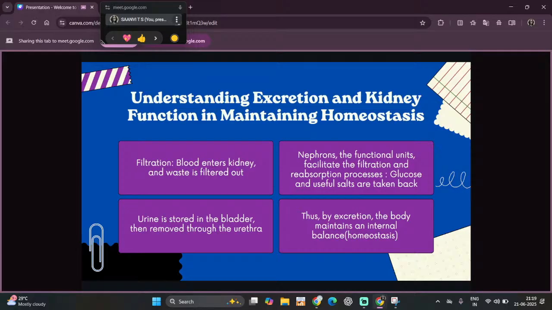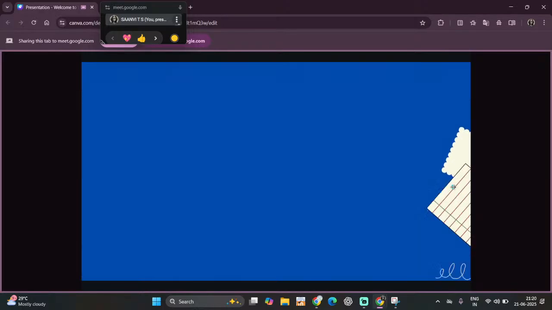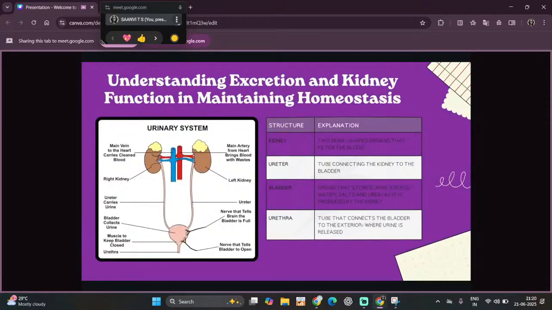Our kidney consists of small, tiny functional units called nephrons, which facilitate the filtration and reabsorption processes. Glucose and useful salts are reabsorbed, while any substance in excess, and excess water which is not required by our body, is excreted out in the form of urine. Thus, by excretion, the body maintains an internal balance, which is homeostasis. Homeostasis here refers to the maintenance of a constant internal environment.